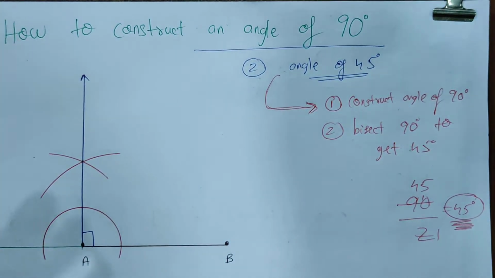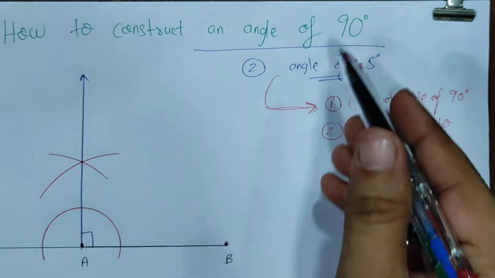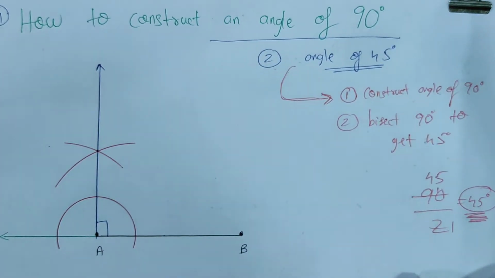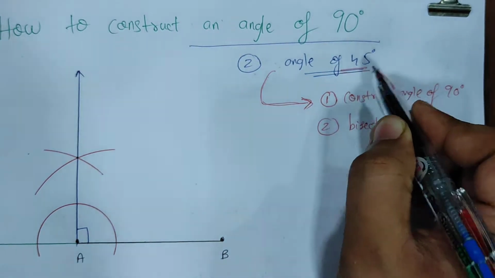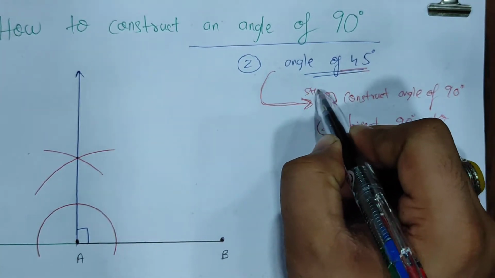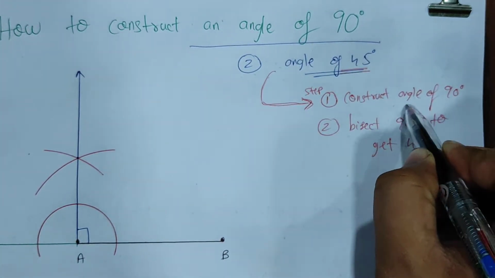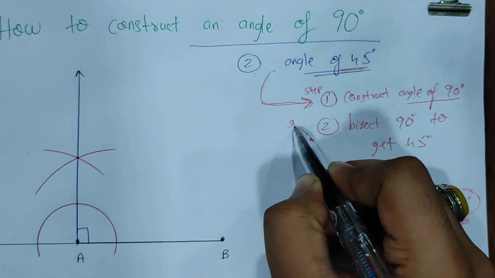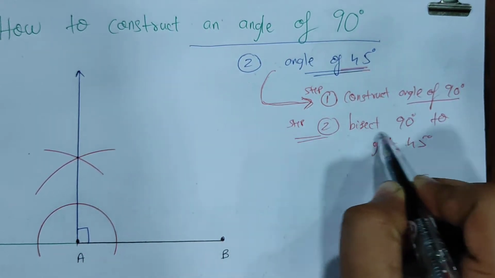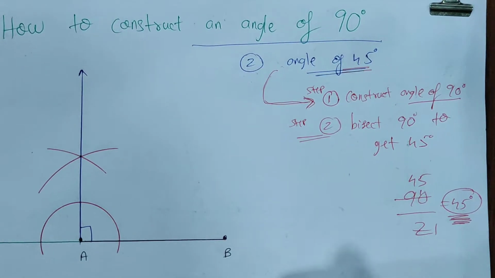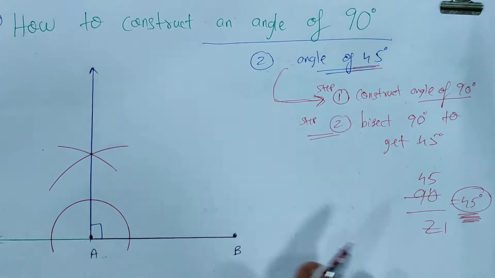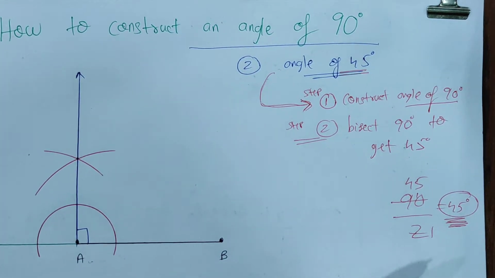Understanding, students? So whenever they ask you to draw 90 degree angle, this is the procedure how to do it. But whenever they ask you to make an angle of 45 degree, for that also the step one will be first you have to construct an angle of 90 degree, and step two will be you have to bisect that 90 degree angle to get 45 degree. So now I'll teach you how to make an angle of 45 degree. Okay, this is our 90 degree we made. Okay, now how to make an angle of 45 degree.